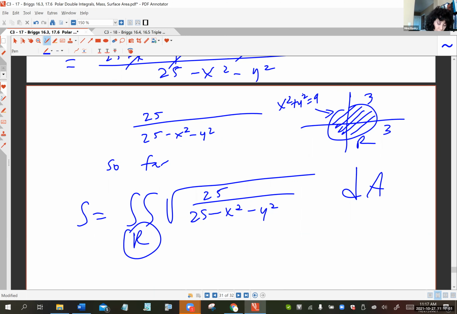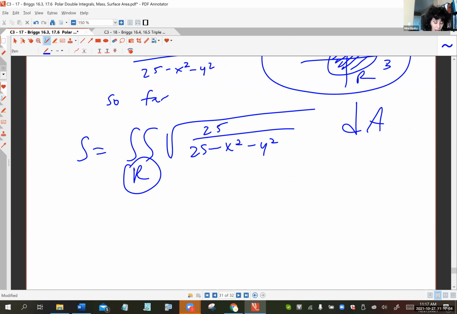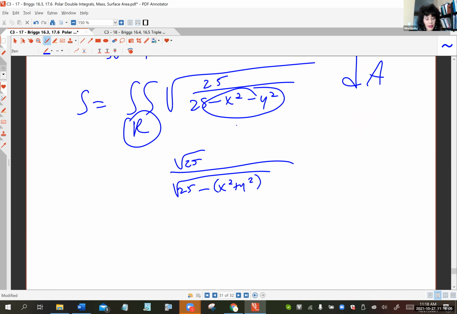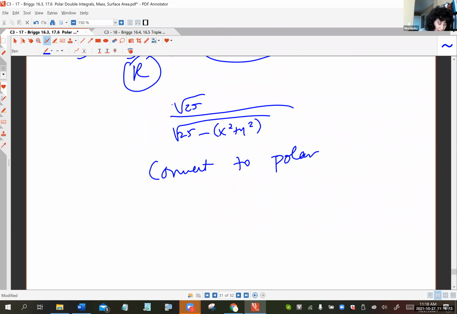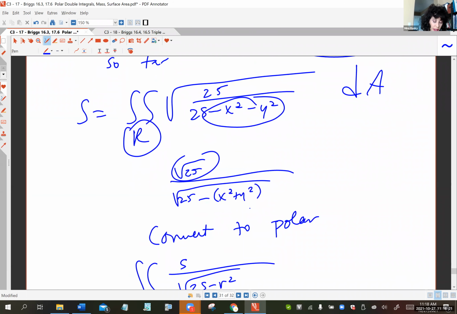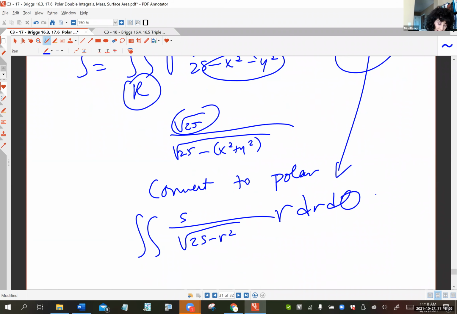So then what? Well, convert to polar. Come on, let's do it, because you're going to want to. I'm going to do a little bit of extra here. When you take the square root of a quotient, it's the same as the quotient of square roots. And then I'm also going to factor a negative out from the x squared, y squared terms. Why? Because when I convert everything to polar, it's going to be really sweet. And the square root of 25 is just a 5. So the denominator is square root of 25 minus r squared. And then the area element for polar is r dr d theta. R is going from 0 to 3, theta from 0 to 2 pi.